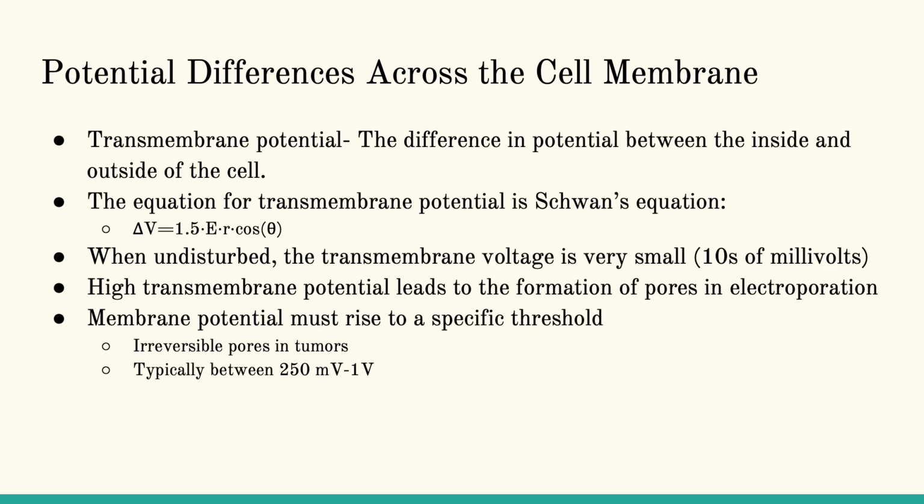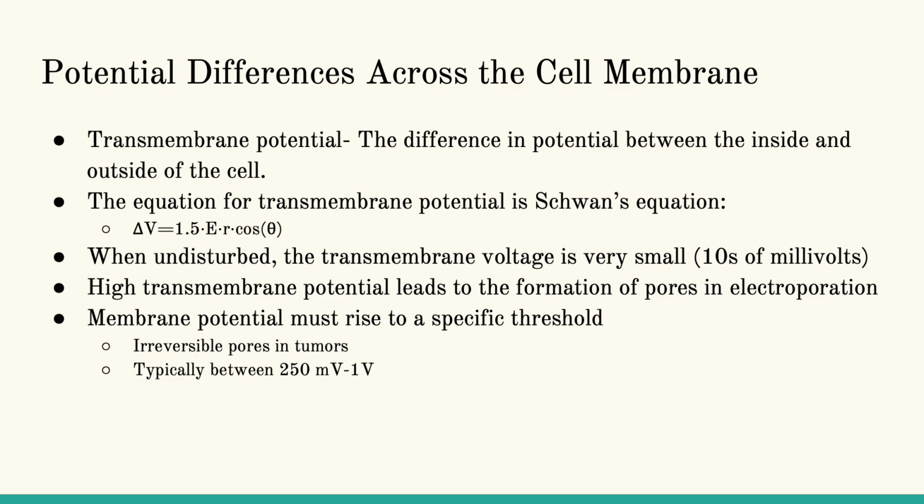Next, I will examine how potential differences, particularly transmembrane potential, affect the cell membrane during electroporation. The transmembrane potential refers to the difference in potential between the inside and outside of the cell. The equation frequently used to accurately calculate the transmembrane potential is called Schwann's equation. In this equation, the transmembrane potential is set equal to 1.5 times the magnitude of the applied electric field, times the radius of the cell, and times the cosine of the angle between the center of the cell and where the electric field is applied.